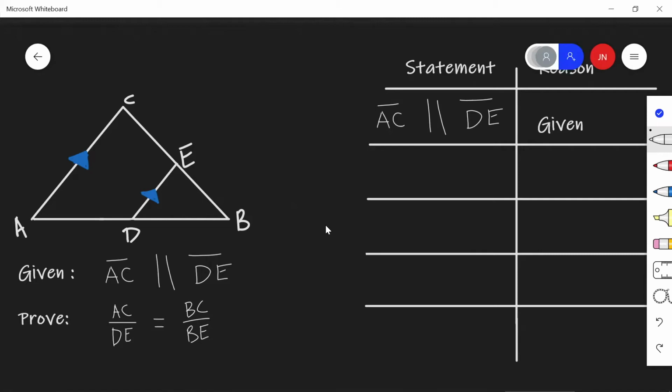So the first statement that we're going to have is obviously the given, same with all the other problems. And from the given, we're going to notice that angle ACB and angle DEB, so these two angles, are going to be congruent. And that's because two parallel lines always have corresponding angles. So the corresponding angles connected to a transversal between two parallel lines are always going to be congruent. So let's write that down. Angle ACB is congruent with angle DEB.